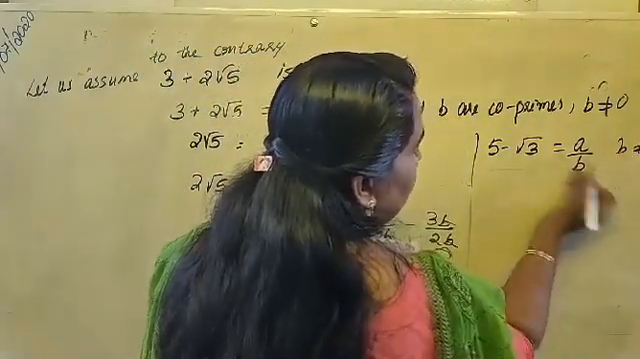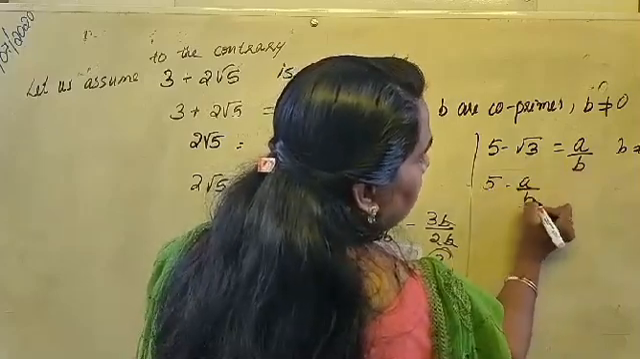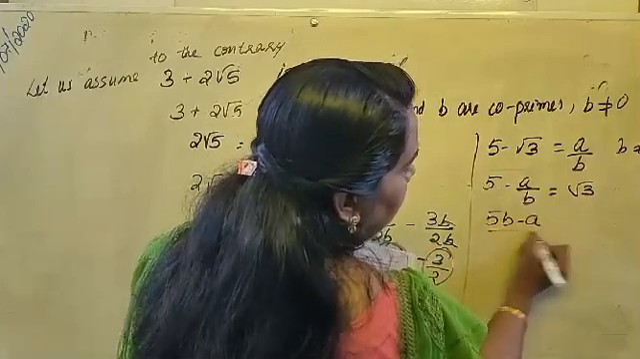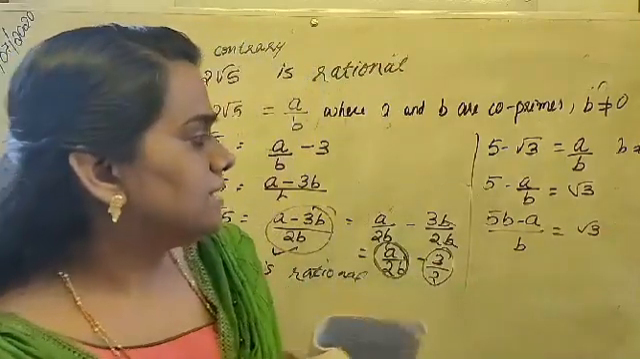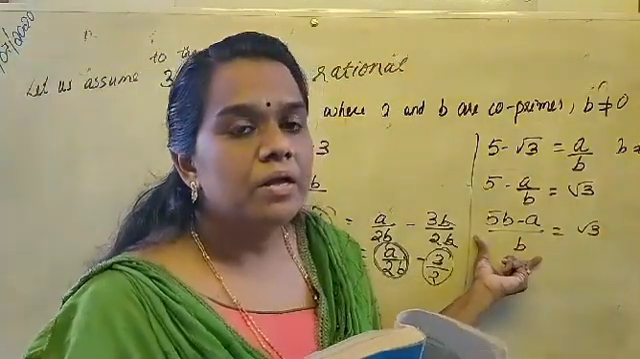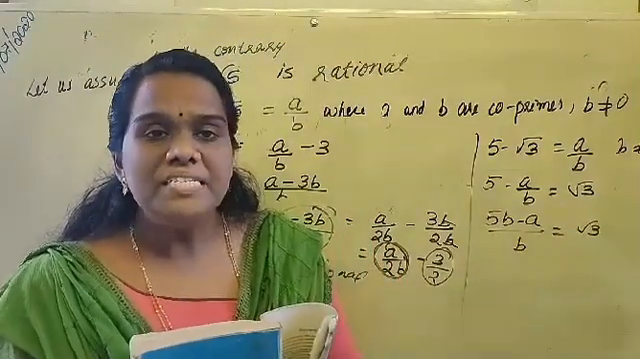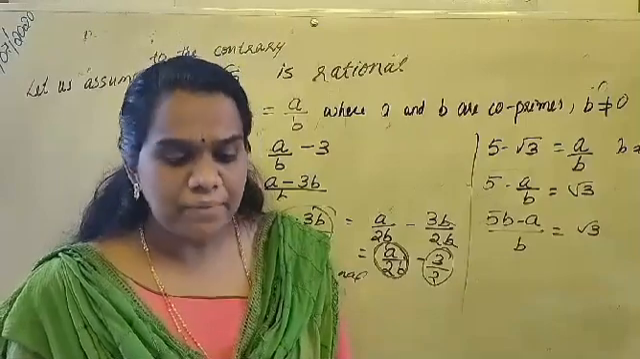So here we can transpose this. When we transpose, 5 minus a by b is equal to root 3. Then 5b minus a divided by b is equal to root 3. We know that this number is a rational number. If this number is a rational number, root 3 is also a rational number. But this is not possible. Root 3 is irrational. Please refer example 10.